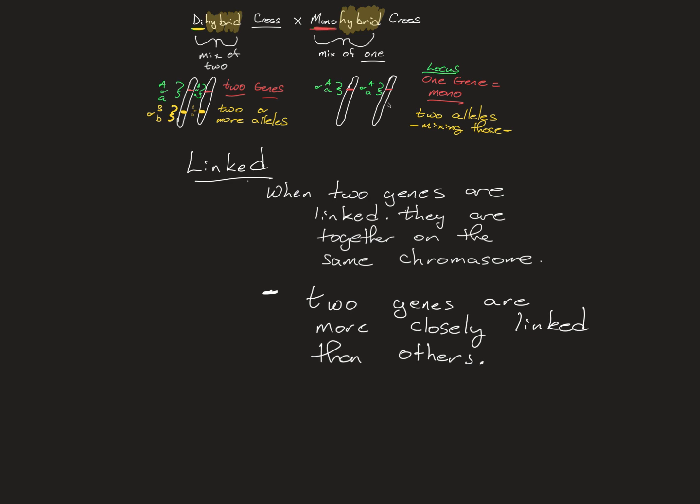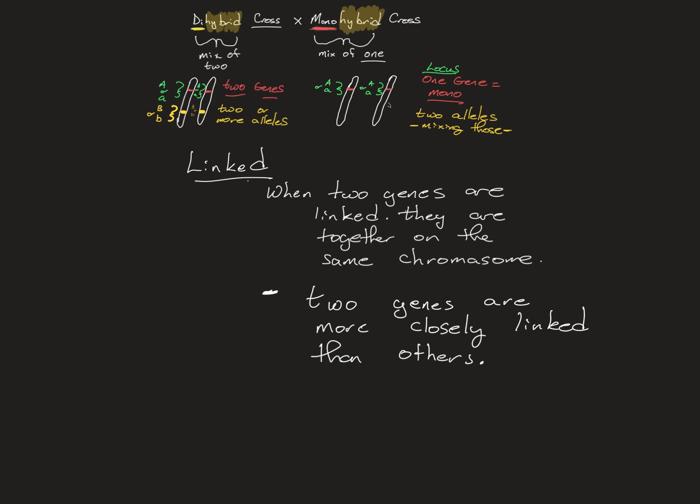Well, look at the definition. When we say two genes are linked, they're on the same chromosome. So if I say two genes are more closely linked than others, what does that mean? They're closer on the chromosome. That's right. Excellent.